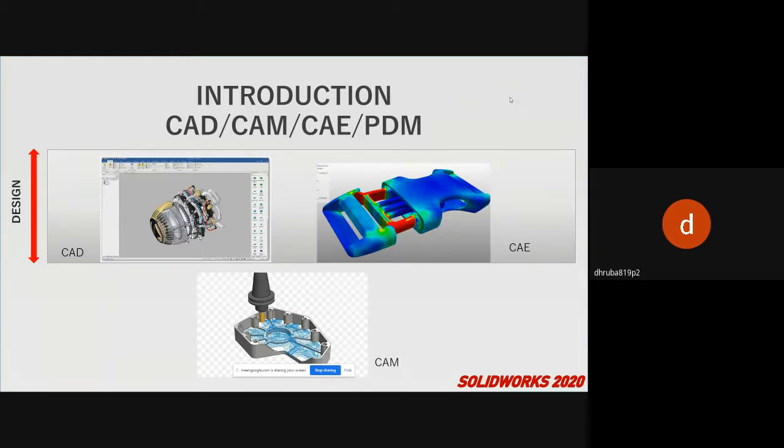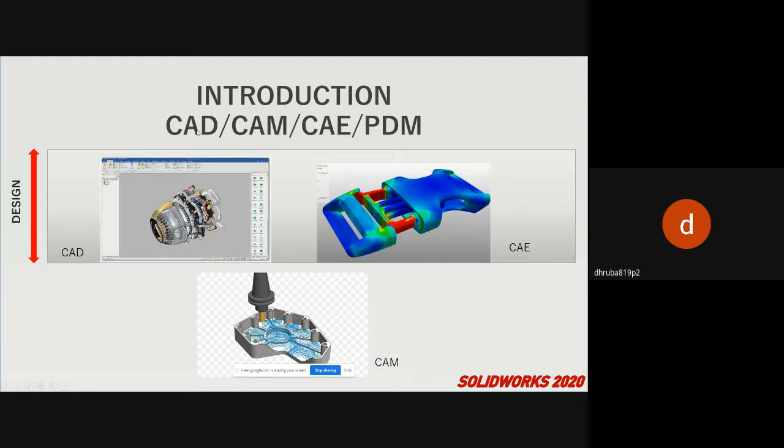This is where CAD, CAM, and CAE come in. They were built for this purpose during the product cycle. If you don't know the abbreviations, CAD means computer aided design, CAM means computer aided manufacturing, and CAE means computer aided engineering analysis. PDM is a part of SolidWorks, which stands for Product Data Management. I'll discuss it later.